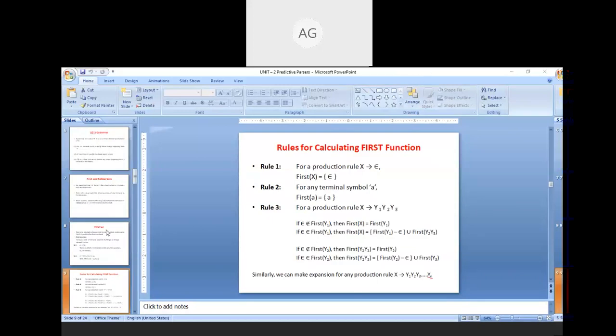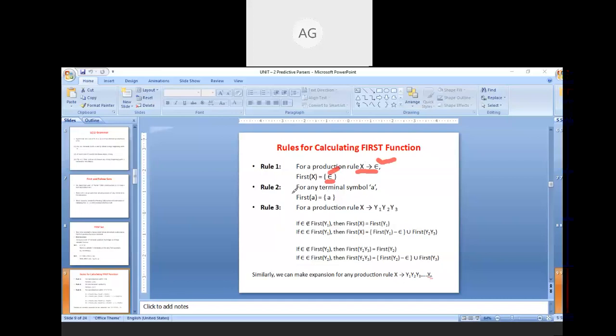So, rules for calculating the first function. These are the three very important rules. From rule number one, if for a production rule X produces epsilon, if this type of production is there, then first of X will include epsilon in its set. So this is the first rule. If epsilon is produced from any production, then epsilon will be included in the set of that non-terminal.